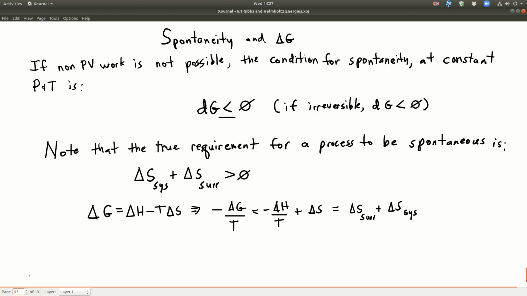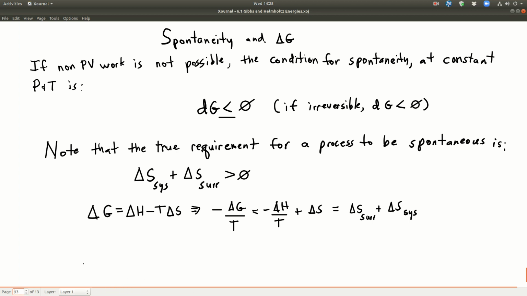So finally, for this section, spontaneity and delta G. If there is no non-PV work possible, the condition for spontaneity at constant pressure and temperature, that's delta G, is that dG is less than or equal to 0, or delta G is less than or equal to 0. Again, for an irreversible process, that means it's less than 0. Reversible process, equal to 0.